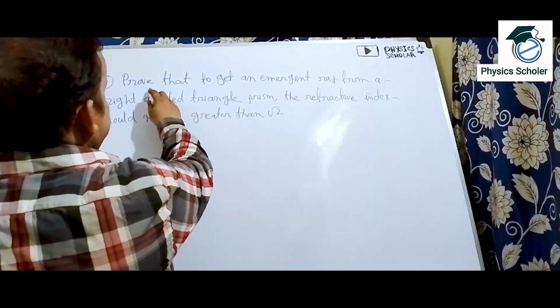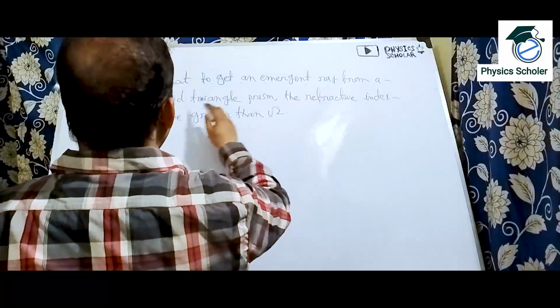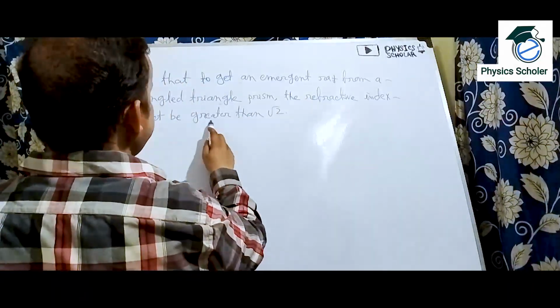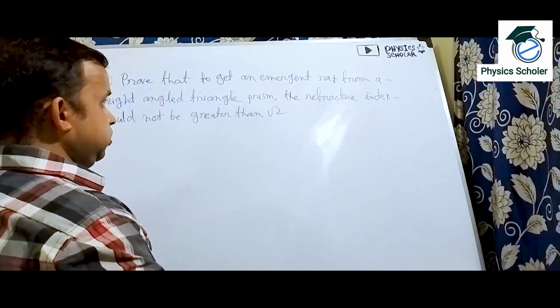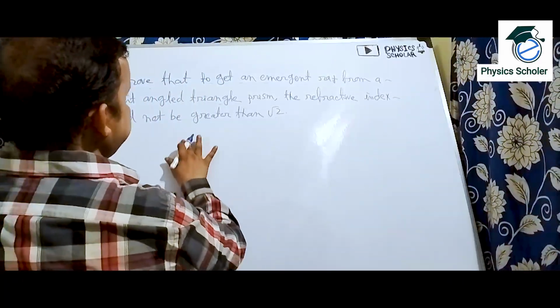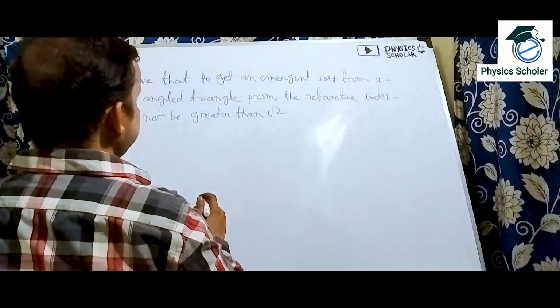Now let us start the topic today. Prove that to get an emergent ray from a right angle triangle prism, the refractive index should not be greater than root 2. So for a right angle triangle prism, the refractive index should not be greater than root 2.